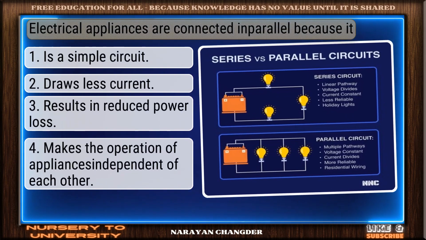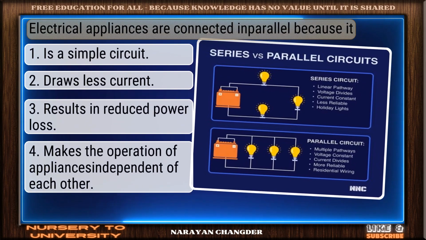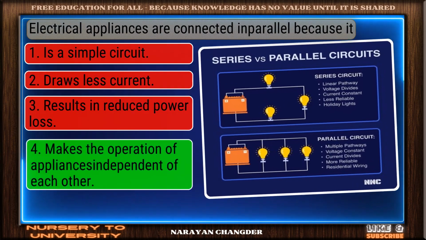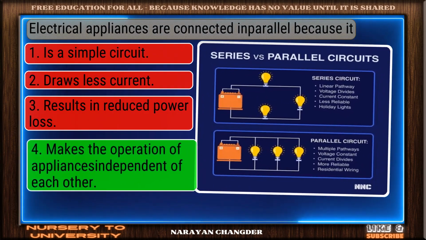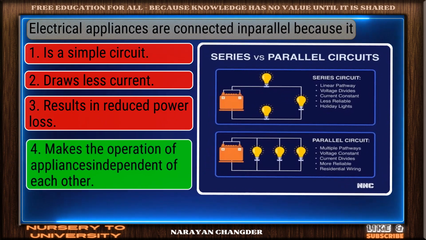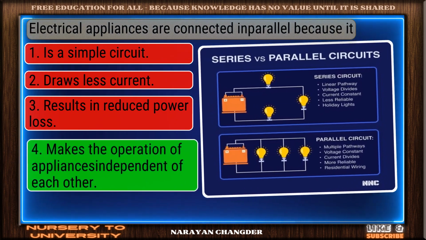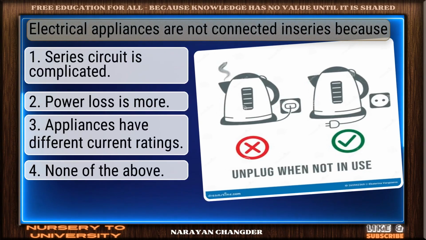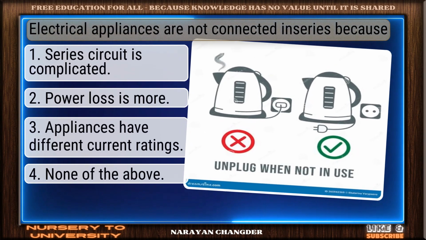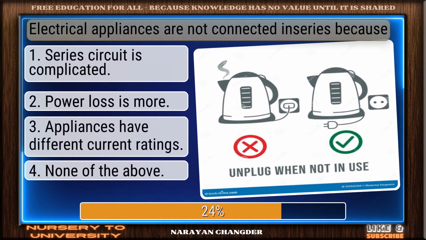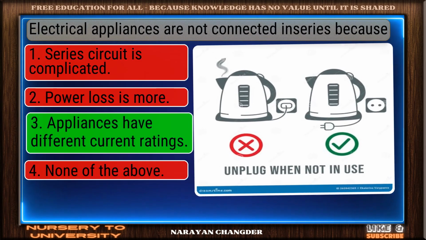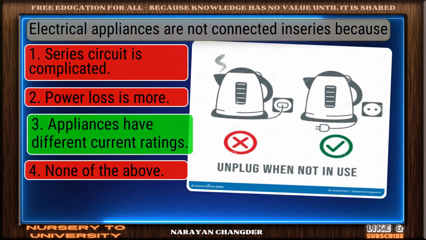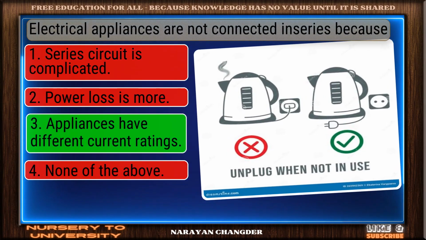Electrical appliances are connected in parallel because it. Nice work. You chose makes the operation of appliances independent of each other, and it is correct. Electrical appliances are not connected in series because. Nice selection. Appliances have different current ratings is the correct and valid answer.